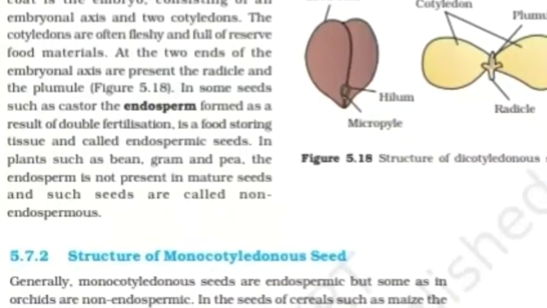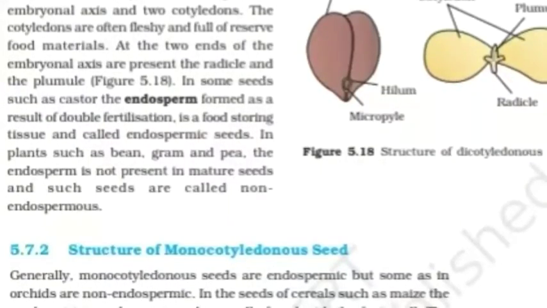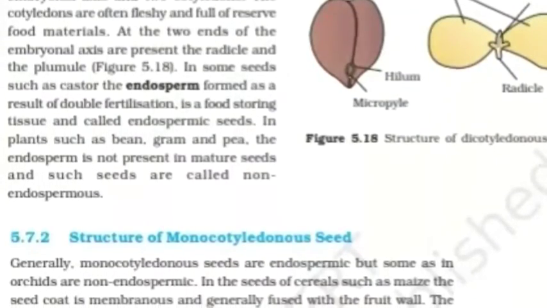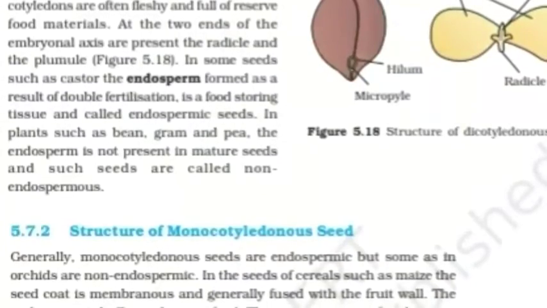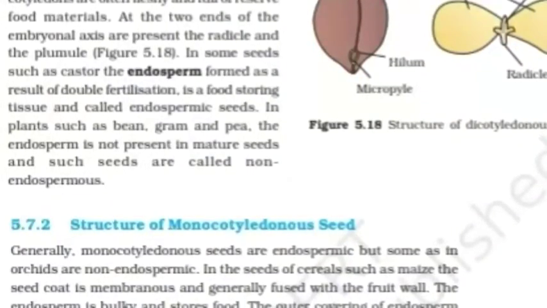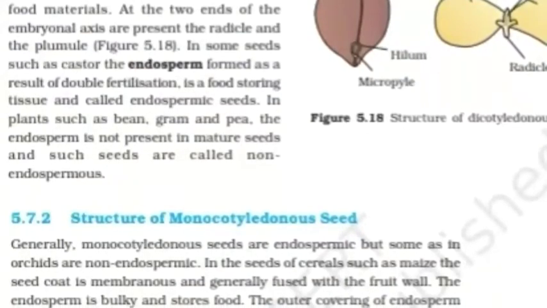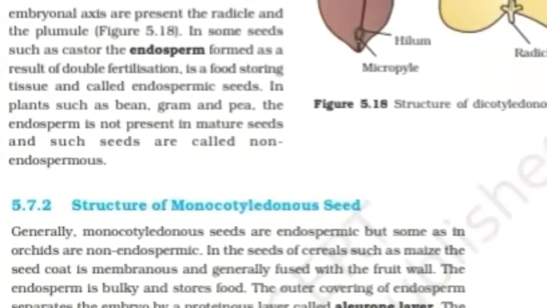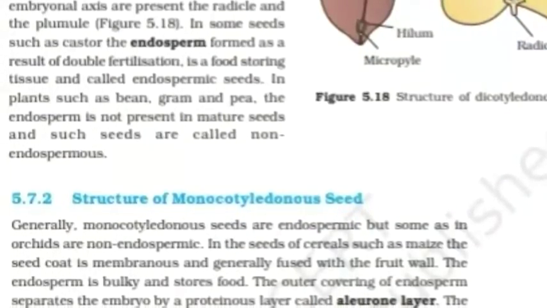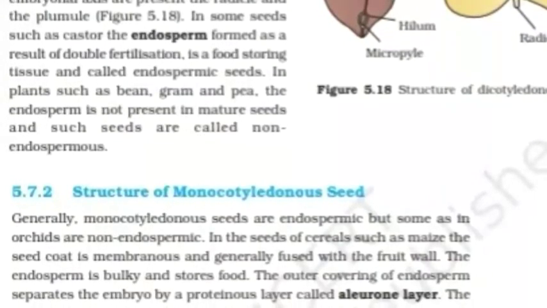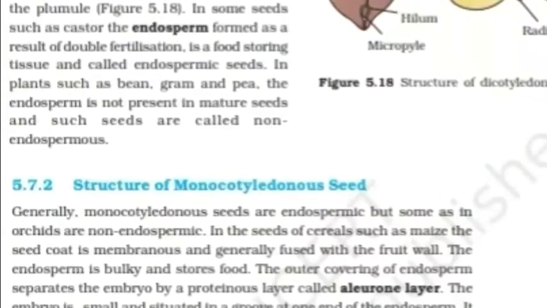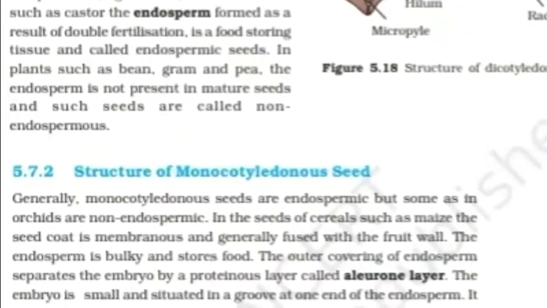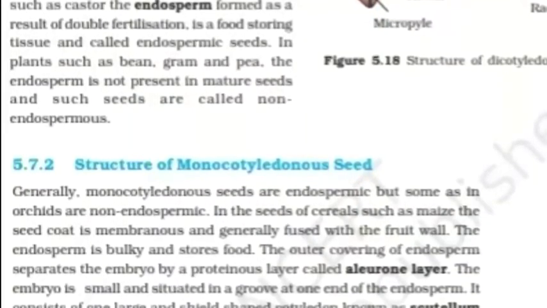In some seeds, such as castor, the endosperm formed as a result of double fertilization is a food-storing tissue and the seed is called endospermic. In plants such as bean, gram and pea, the endosperm is not present in mature seeds, and such seeds are called non-endospermic. Structure of monocotyledonous seeds. Generally, monocotyledonous seeds are endospermic, but some, as in orchids, are non-endospermic.